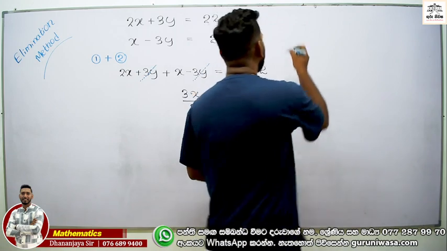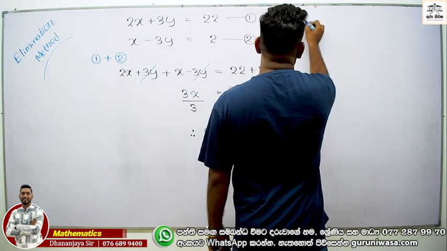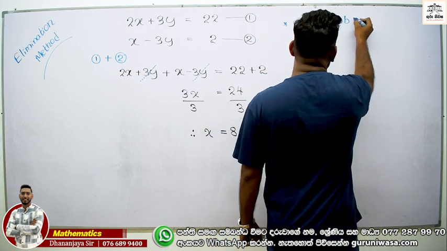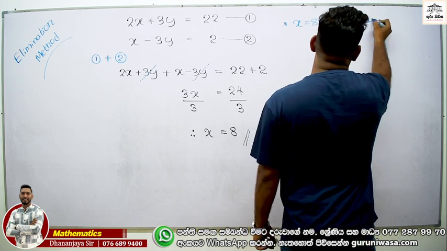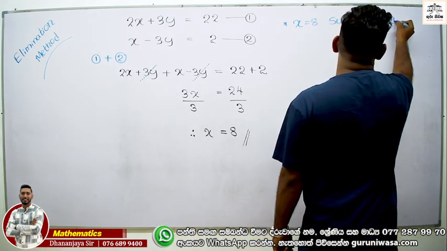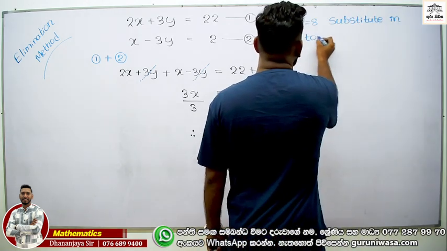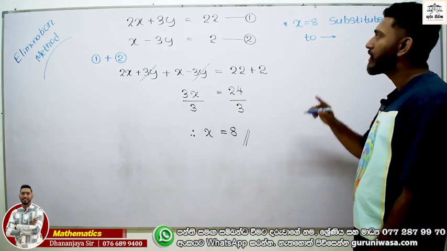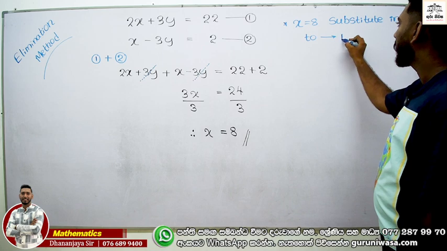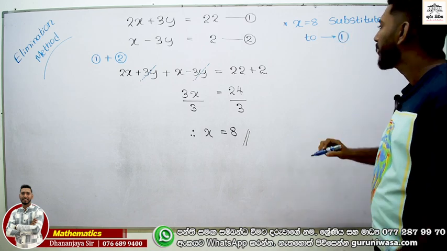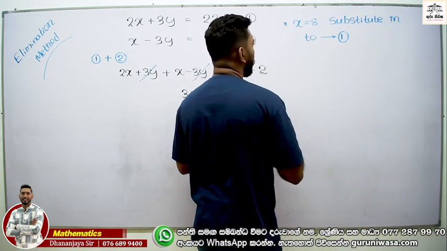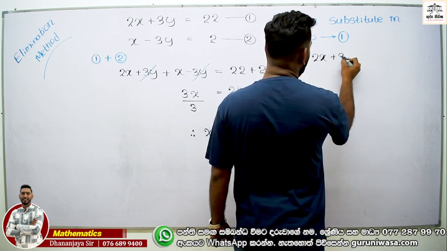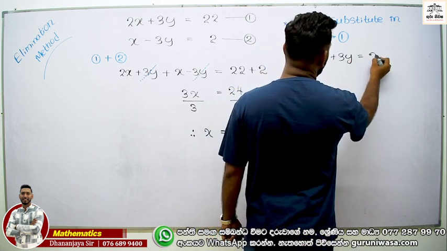Now what to do? Now you have to substitute x equal 8 into equation number 1 or equation number 2. You can substitute into whichever you like. Now I am going to substitute into equation number 1. Now what is equation number 1? Equation number 1 is 2x plus 3y equals to 22.